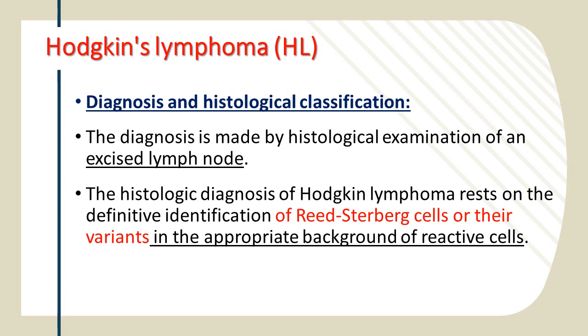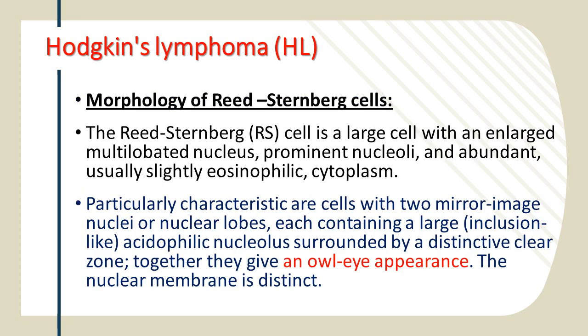The histologic diagnosis of Hodgkin lymphoma rests on the definitive identification of Reed-Sternberg cells or their variants in the appropriate background of reactive cells. There are certain morphological features for the Reed-Sternberg cell, which is observed as a large cell with an enlarged multilobulated nucleus, having prominent nucleoli and abundant, usually slightly eosinophilic cytoplasm. In addition, the Reed-Sternberg cell is considered a very large cell, about 15 to 45 micrometers in diameter.